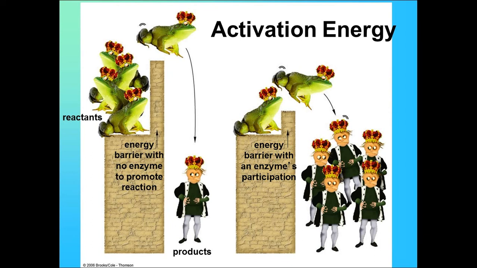If you look at the picture, we're turning frogs into princes. The one on the left has a very high barrier. This means it takes a lot of activation energy to turn each frog into the prince. If you add an enzyme to catalyze this reaction, it will bring the activation energy down, in this case bringing the wall down, so more frogs can be turned into princes.